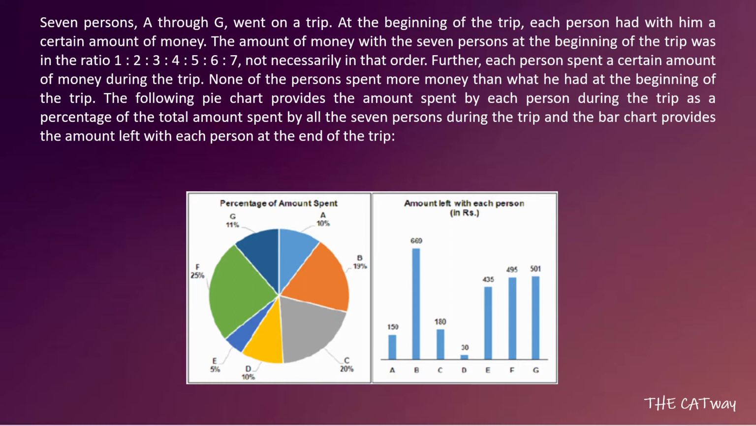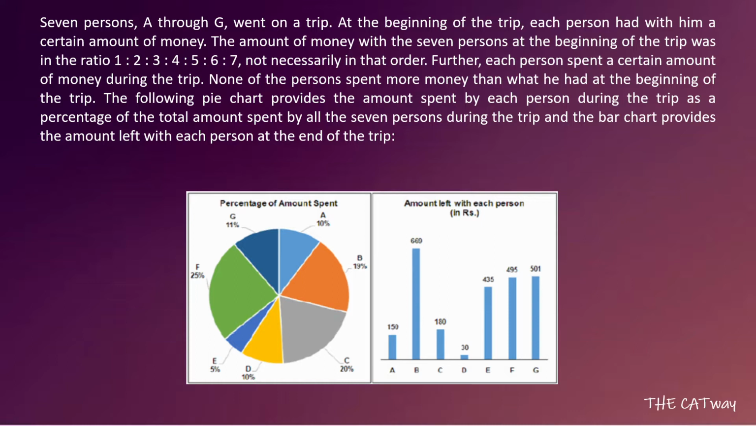Now let's move towards the video. So the question says that 7 persons, A through G, went on a trip. At the beginning of the trip, each person had with him a certain amount of money. The amount of money with the 7 persons at the beginning of the trip was in ratio 1 is to 2 is to 3 is to 4 is to 5 is to 6 is to 7, not necessarily in that order. Further, each person spent a certain amount of money during the trip.